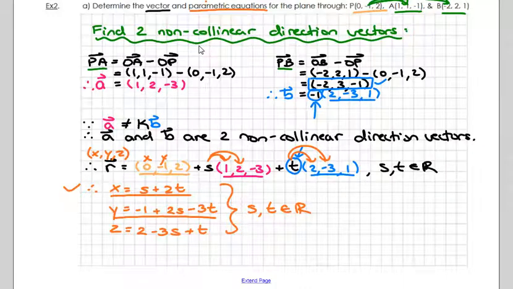Make sure that you're saying that s and t belong to all real numbers again. And remember this parametric equation, because I'm going to be using it in different slides. And so I'm going to be referring back to it, and I don't want you to get confused. Okay, so I'm going to move on to b.